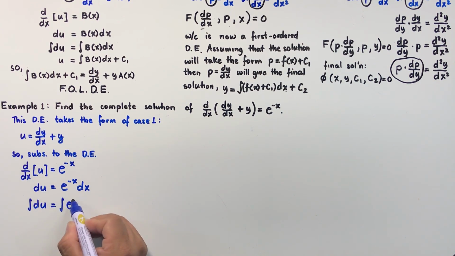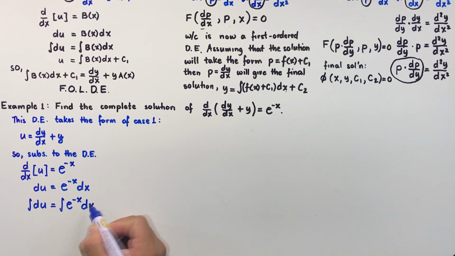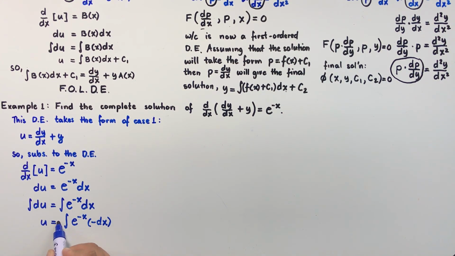So this is the integral of e to the negative x dx. And we know that the integral of du is u. But the derivative of e to the negative x is not dx, but negative dx here. And to neutralize this added negative here, we need to multiply negative 1 in front of the integral symbol. So we have u, which is equal to the negative of e to the power negative x plus the constant of integration c sub 1.